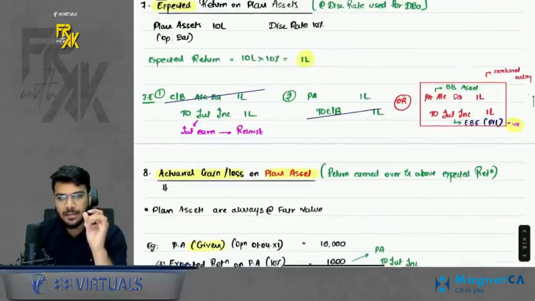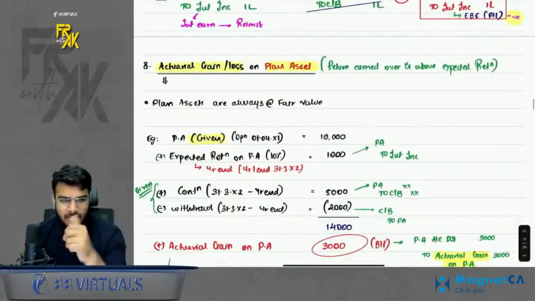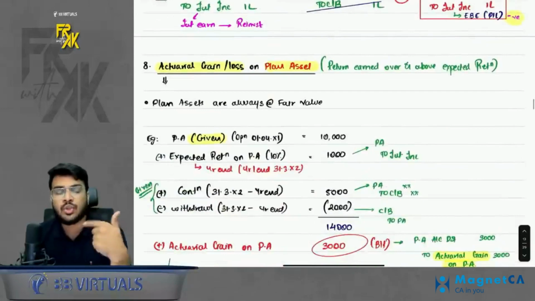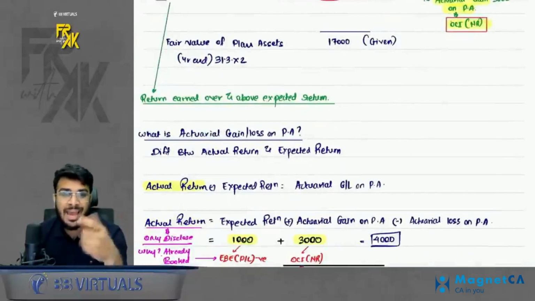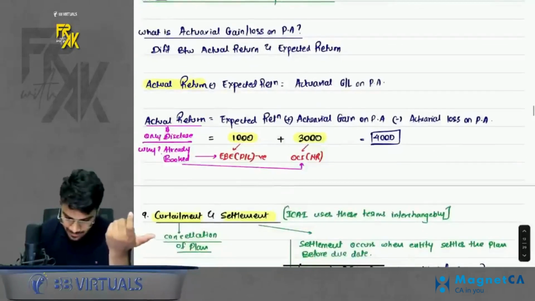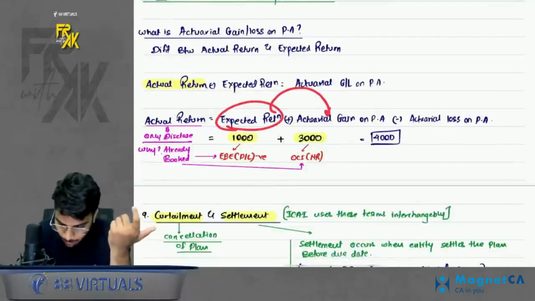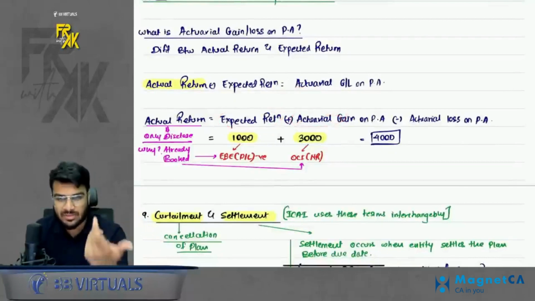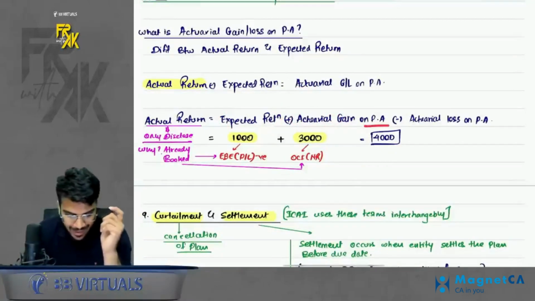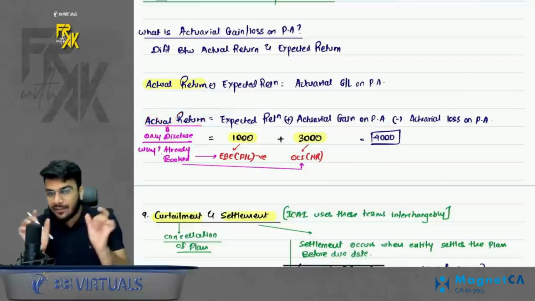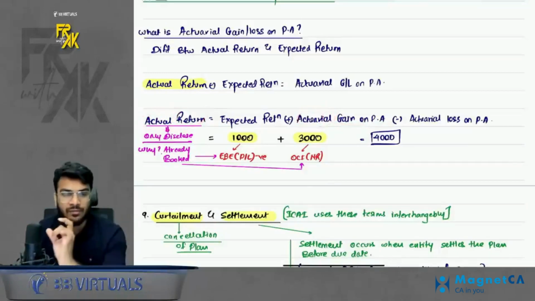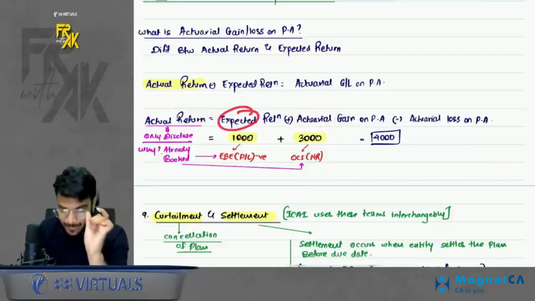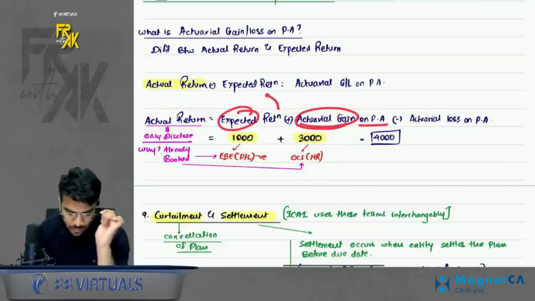Simple. So can I say there are two types of return on plan asset? One is expected return and one is actuarial gain and loss on plan asset. The combination of these two is your actual return. Expected return plus whatever is over and above your expected return, that is actuarial gain and loss on plan asset, is your actual return on plan asset. Don't get confused between actuarial gain on plan asset and actual return on plan asset. These two are different. Expectation plus actuarial gain on plan asset is your actual return.